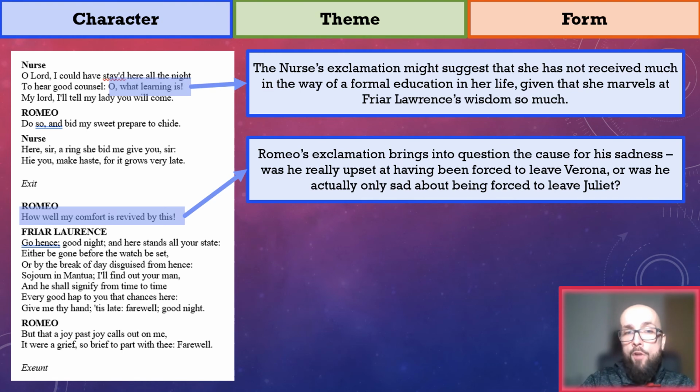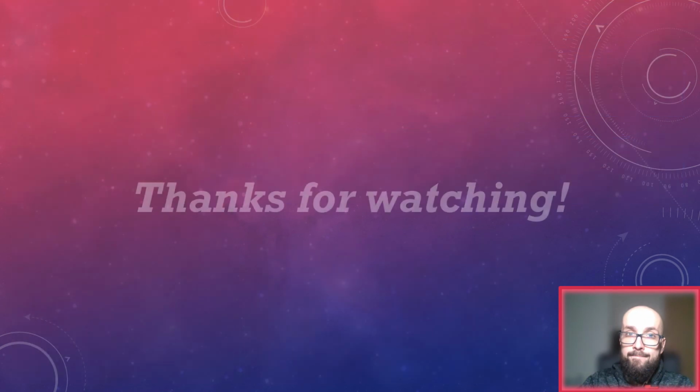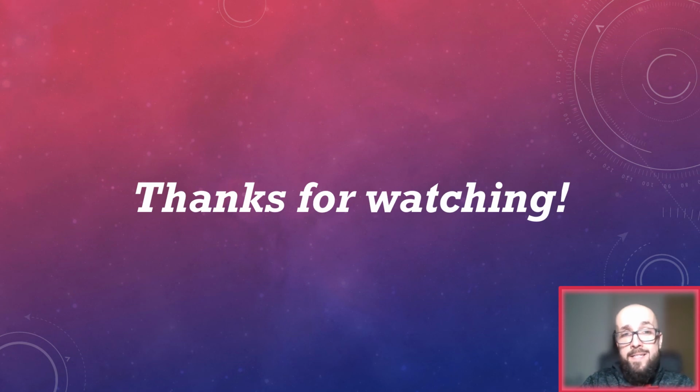Last of all, when Friar Lawrence spells out the next few steps of his plan for Romeo, the strong modal verb apparent in "I'll" creates the impression that Friar Lawrence is a confident, authoritative character. He does not hedge his bets or express uncertainty in his ability to send news to Romeo. Instead, he makes it sound like him sending news to Romeo will absolutely, definitely happen. And that is where the scene ends.